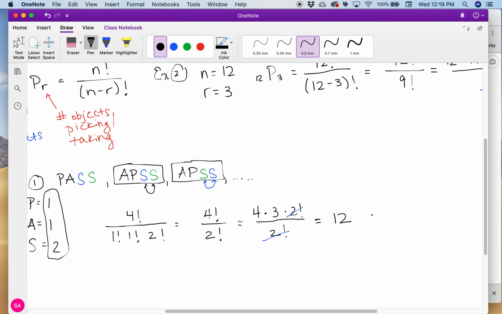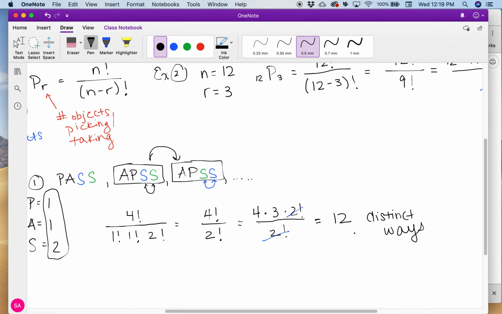So there are 12 distinct ways to order the word PASS. Distinct as in every ordering is different. If we look at these two, APSS, they're the same. These are not distinct, right? They're exactly the same. So we were concerned with the number of different ways we can order that word.